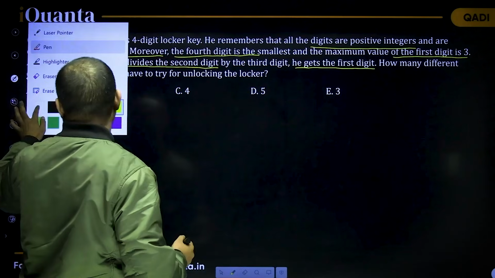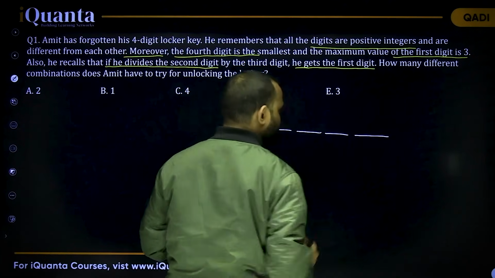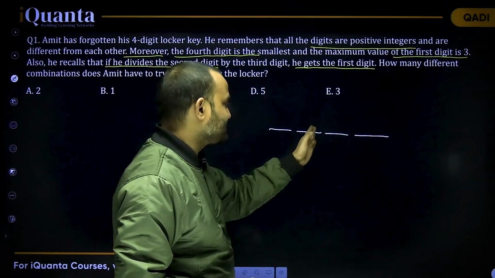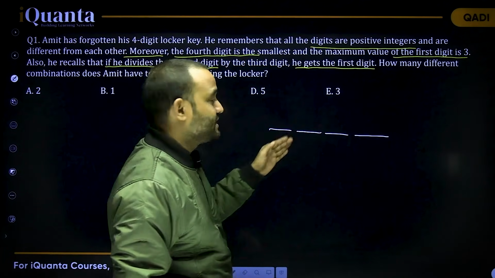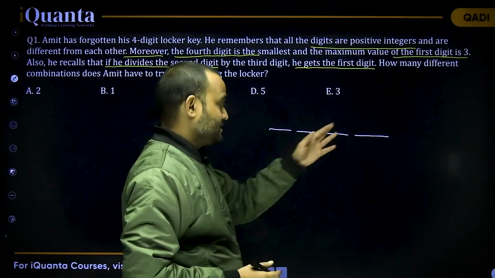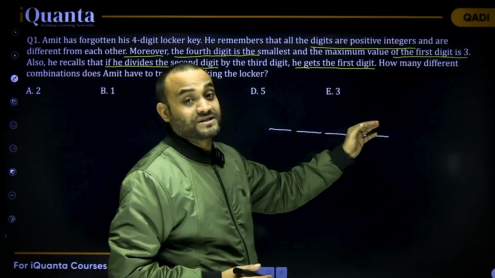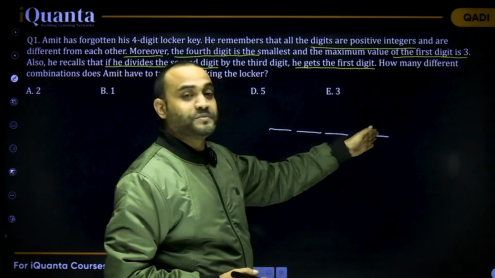So, a 4-digit number, right? 1, 2, 3, 4: the first digit, second digit, third digit, fourth digit. The first digit can be maximum 3. It can be 1, 2, or 3 maximum, right? Then it says the 4th digit is the minimum, so definitely this digit will be bigger than this.